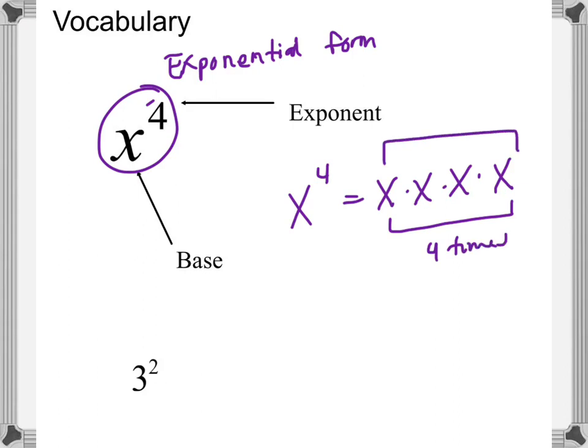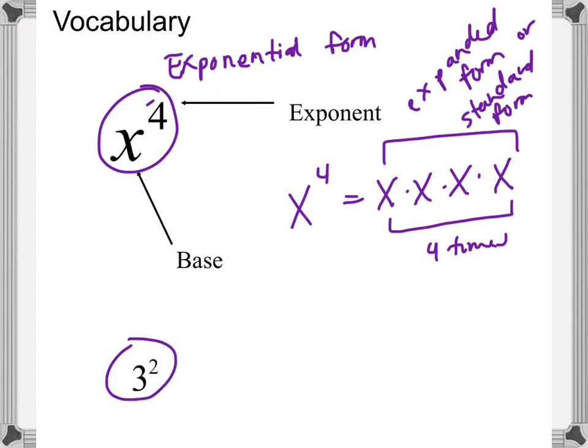Okay, this right here is called expanded or standard. Sometimes it's called expanded form, sometimes it's called standard form. So it's either called expanded form or standard form. Now, if we have something like this object right here, we say that this is 3 raised to the second power. Okay, and sometimes we call this whole thing a power.